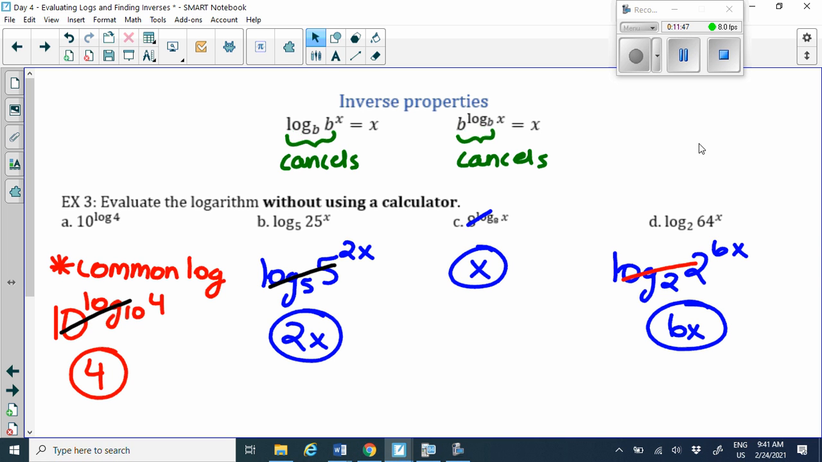Make sure you watch part 3. That's where we're going to be talking about the change of base formula.